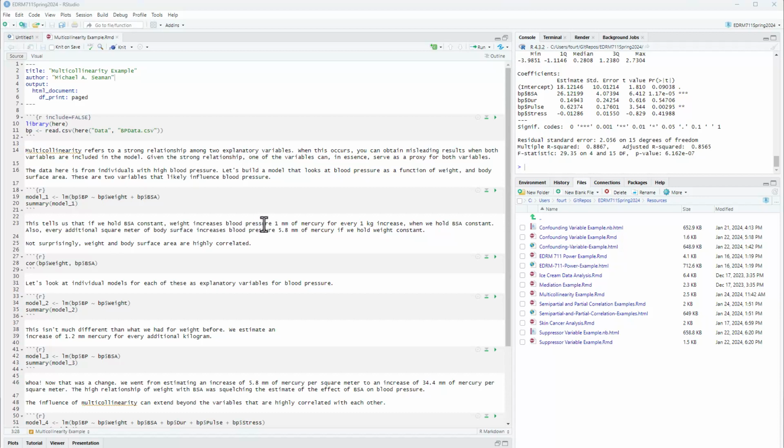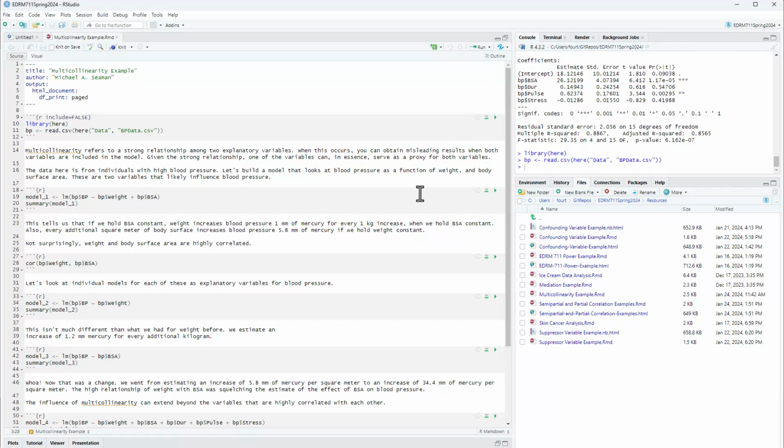I'm going to use some blood pressure data. So let me go ahead and load in my blood pressure data. Multicollinearity refers to a strong relationship among two explanatory variables, and when this occurs, you can obtain misleading results when both variables are included in the model. Given the strong relationship, one of the variables can in essence serve as a proxy for both.